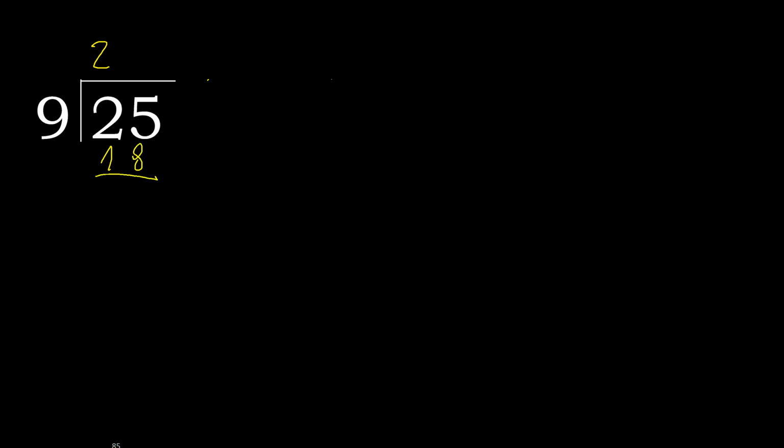25 minus 18 is 7. Next, there is no number, therefore complete. Always complete with 0 here, 0 point. Okay.